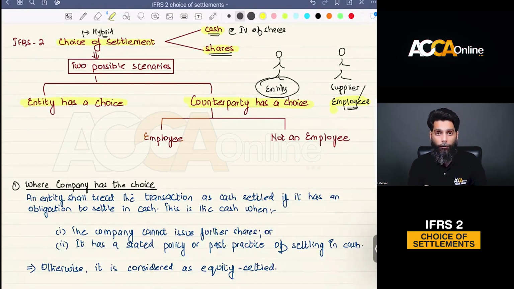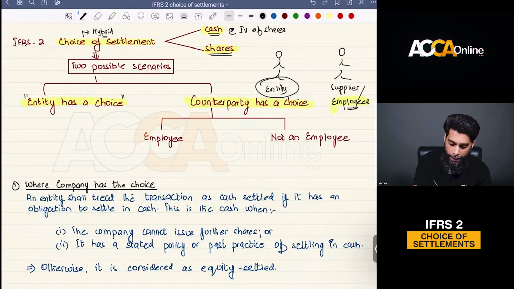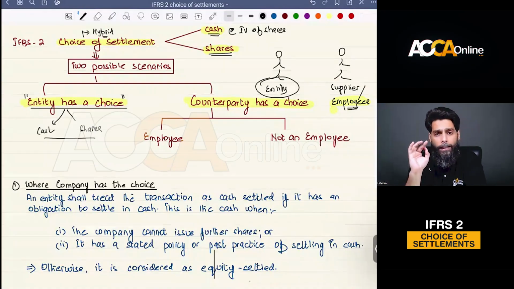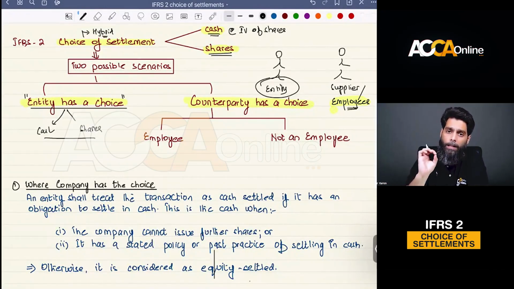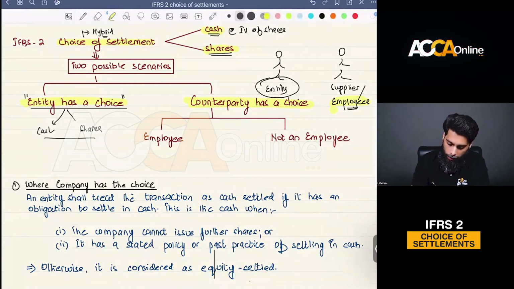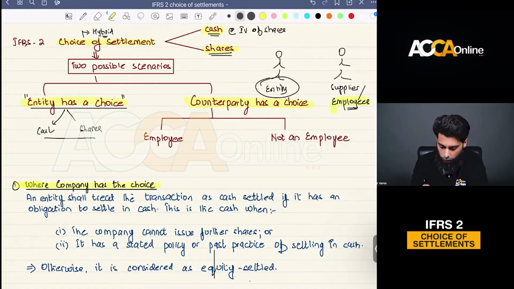Guys, first of all, we'll go through the scenario where we as an entity have a choice how to account for this transaction. If we have a choice, either we could settle it for cash or we could settle it for shares. If we have the option, IFRS 2 has a very, very specific guideline. The first case is where the company has the choice.